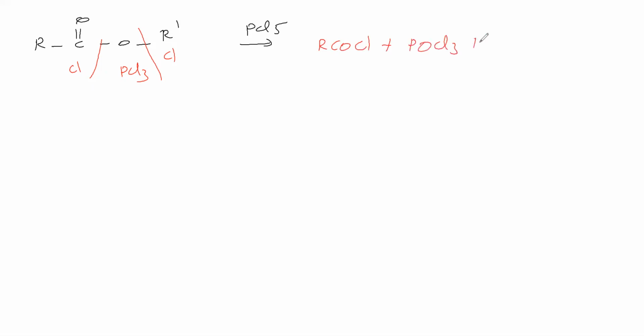We will take an ester. This is treated with PCl5. What is the product? We'll see. Now, here we can break the bond like this. Here one Cl, here one Cl, here PCl3. Then it will become RCOCl. This is POCl3, and this is R dash Cl. Okay, like this we'll get. Next we will see the Reformatsky reaction.